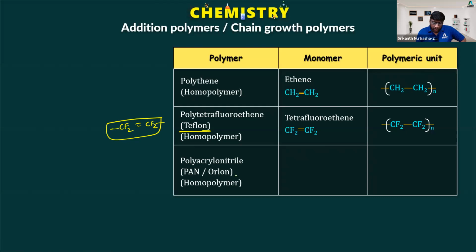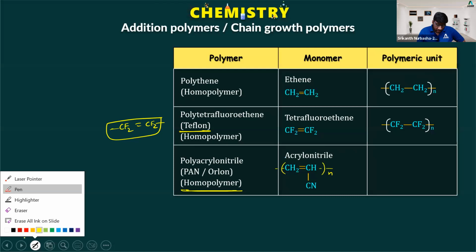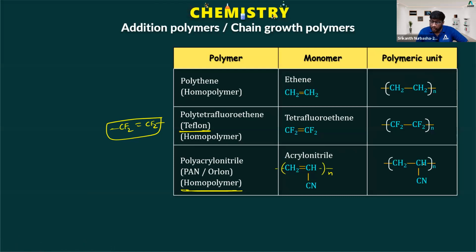Polyacrylonitrile, PAN or Orlon, is also a homopolymer. What is the respective monomer here? CH2=CHCN. They are going to be linked through the pi electron entity. This is repeated n times, that is, (CH2CHCN) taken n times, which is nothing but your respective polymeric unit.